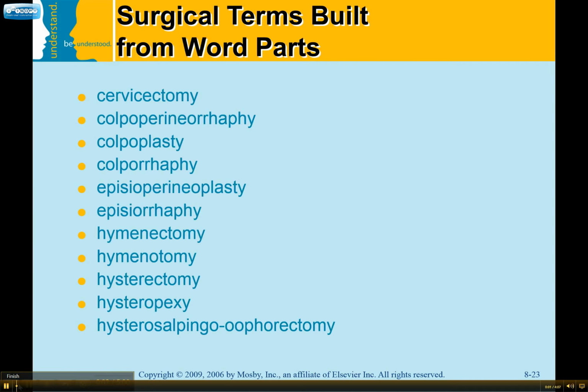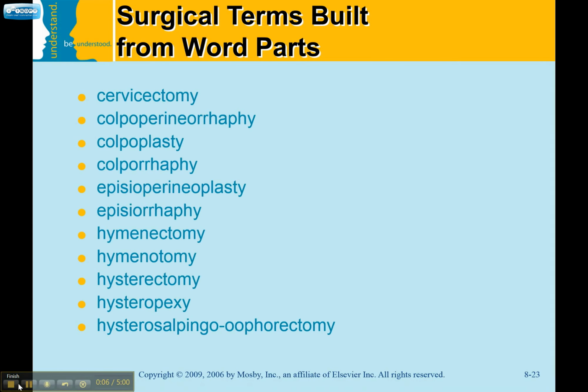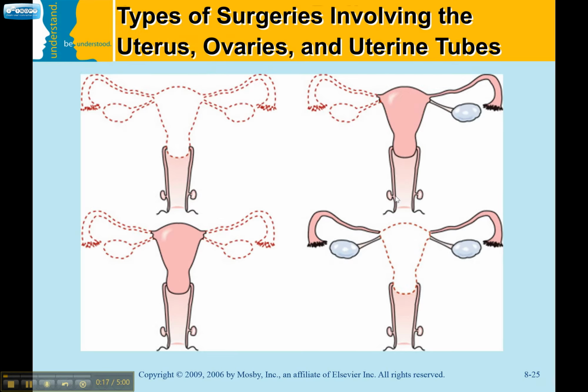Okay, we're going to pick up on the second part of chapter 8, where we're going to start talking about surgical terms and the rest of the chapter. Again, built from word parts means you know how to break these down and get a definition for them. The next part we're going to talk about are the surgical terms not built from word parts.